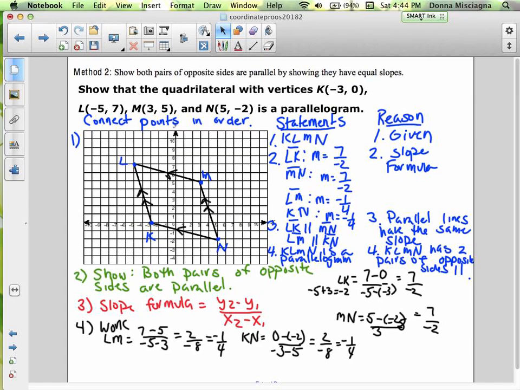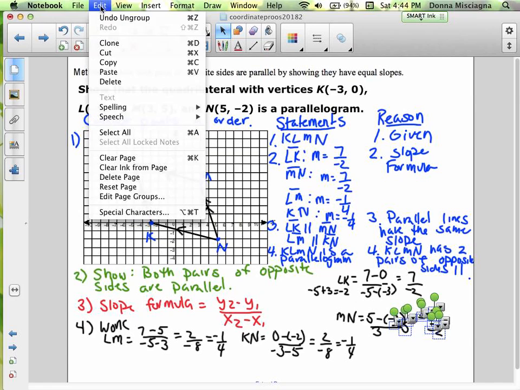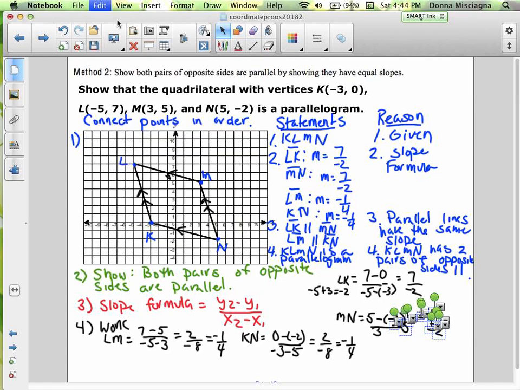So notice, oh darn it, I did not mean for that to separate. All I wanted to do was move it for you. So notice that it uses formulas from algebra, and then it uses definitions and postulates, and I can't find my cursor, there we go. Definitions and postulates from geometry so that we can complete our proof.